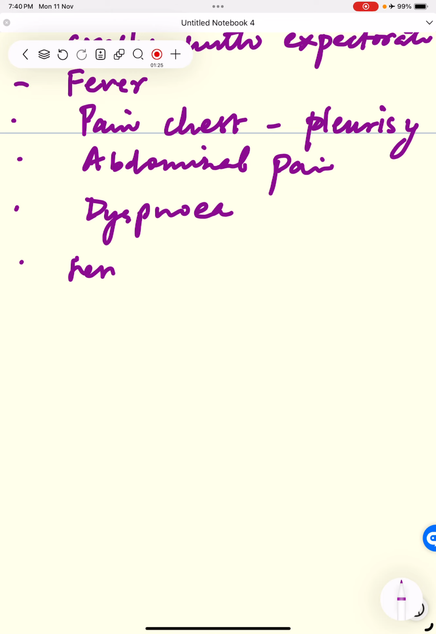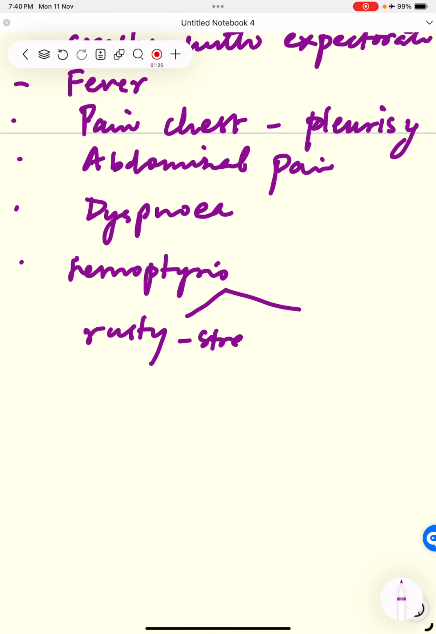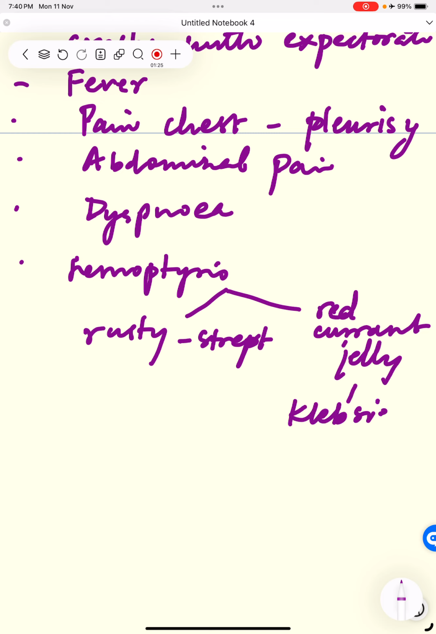Patient can come with hemoptysis. So in sputa they can come with spotting of blood. If it is rusty, then usually it is streptococcus infection, and if it is jelly-like, red currant jelly-like, this usually indicates Klebsiella infection. And then in atypical infections, the patient can have simply dry cough with no expectoration at all.